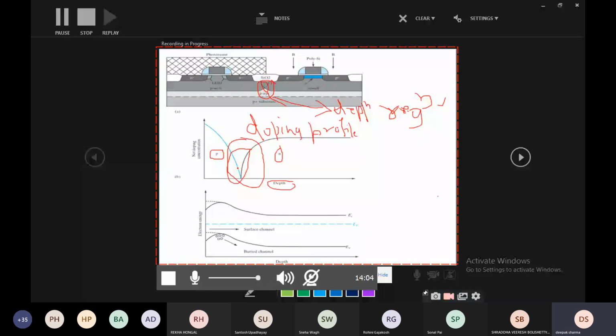So nothing much in depth is given for this graph. You have to understand how the doping concentration changes for P and N and why there is a decrease in doping concentration at the junction. Understood?